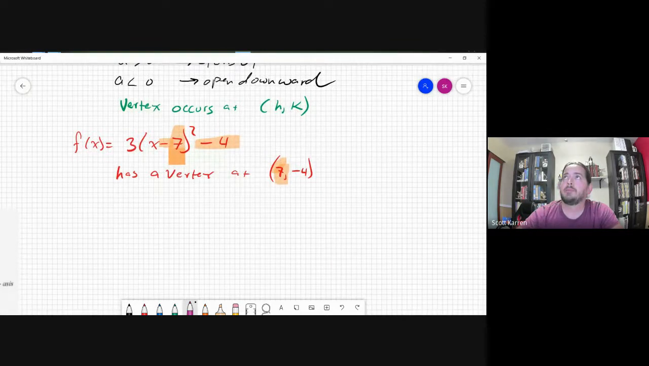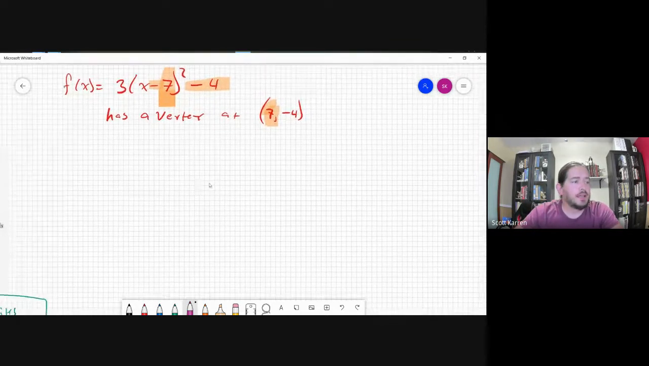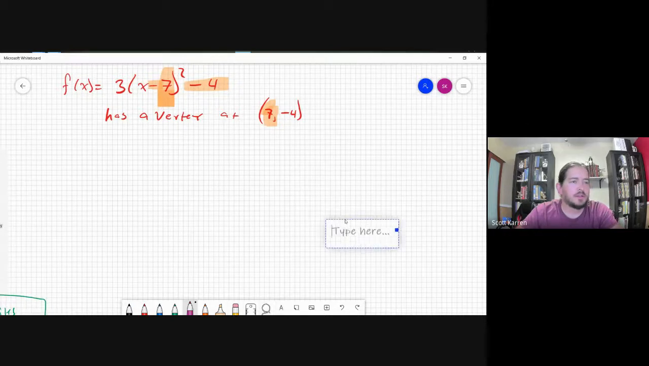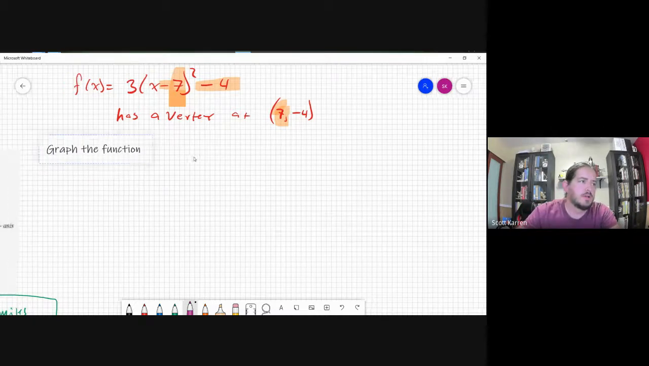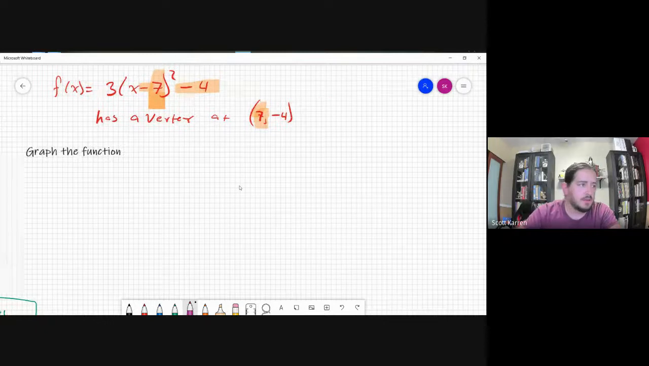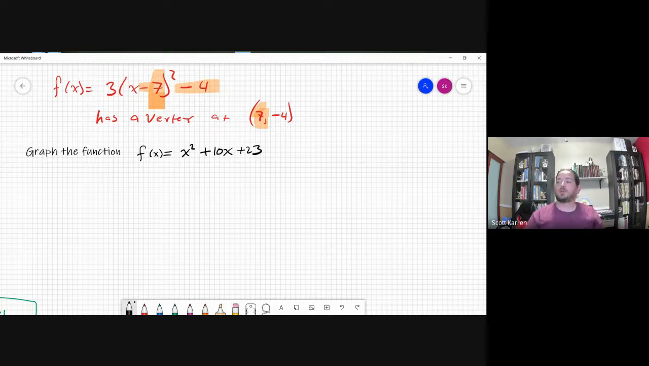Okay. All right. If I have something like this, let's say x squared plus 10x plus 23. Right? It's not in that form, but I can get it to be in that form if I want to. So we're going to do this by completing the square. And we've talked about this before.